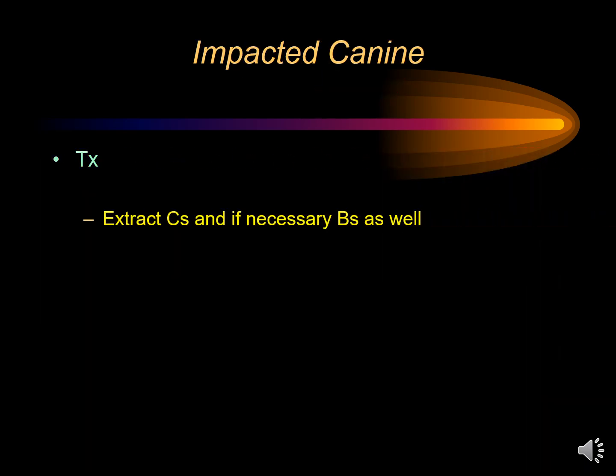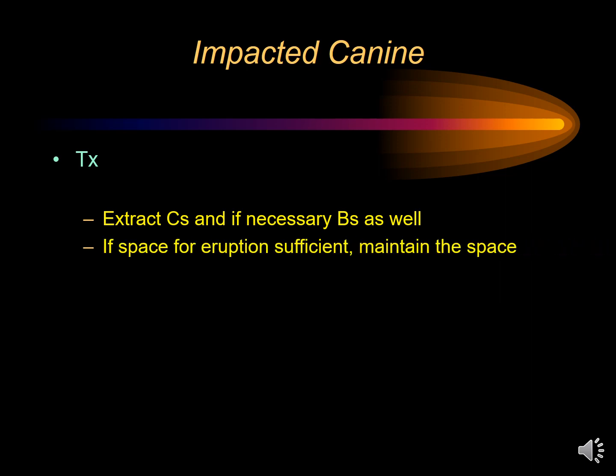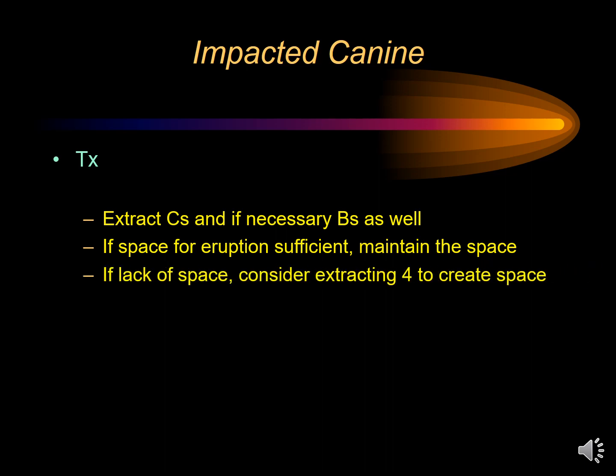Okay, what is the treatment for impacted canine? Now we'll need to extract the deciduous canine and if necessary the deciduous Bs as well. Okay, if space for eruption is sufficient, then maintain the space. Now, if there's not enough space for eruption of the canine, then consider extracting the first premolar to create space.